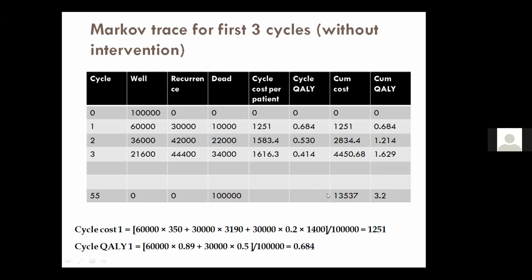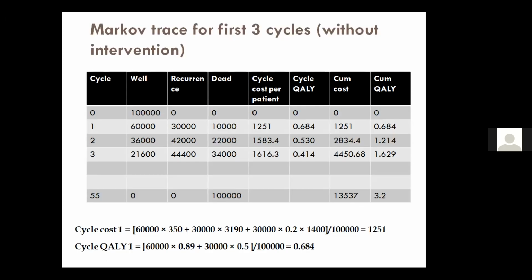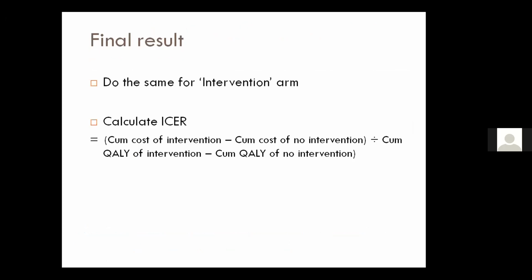And cumulative cost is this. Cumulative QALY is 3.2. So this is for non-intervention. Do the same for intervention, and when you have the intervention, naturally the number will change. Well-being will be a bit higher, recurrence will be less. So all the numbers will slightly change. And then you do the intervention arm and then calculate ICR.